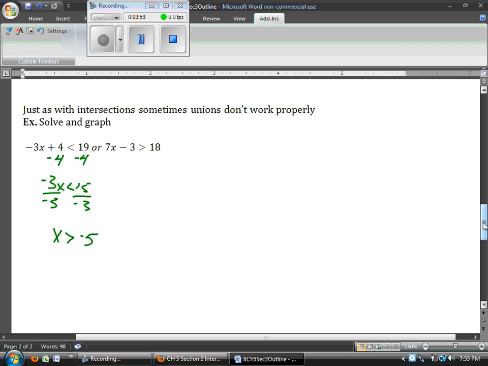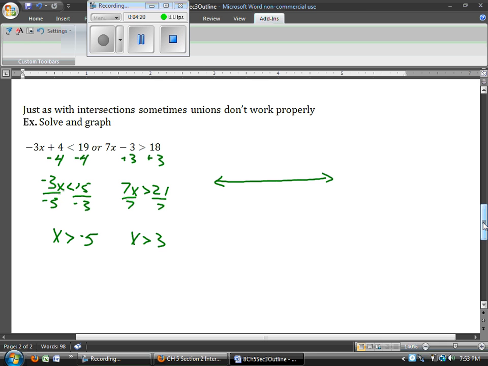Okay? If I solve the other side, I add 3 to start. 7x is greater than 21. Divide by 7. And x is greater than 3. Okay? So now we need to go ahead and graph these.